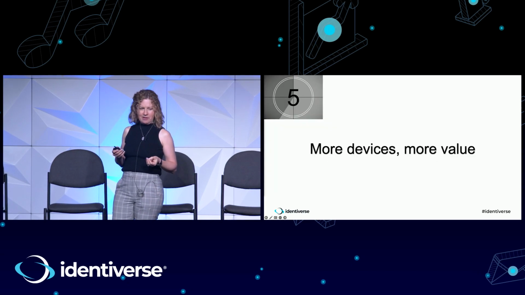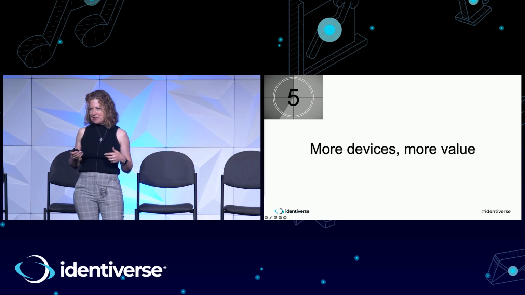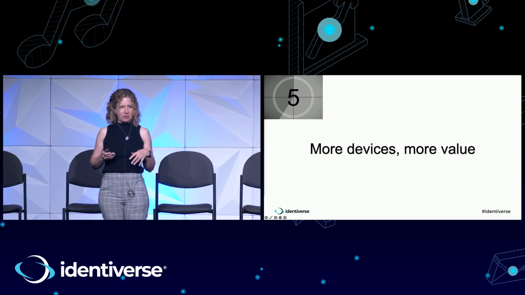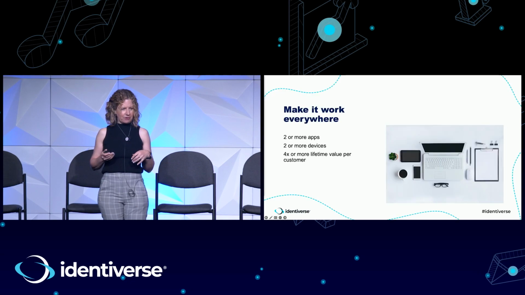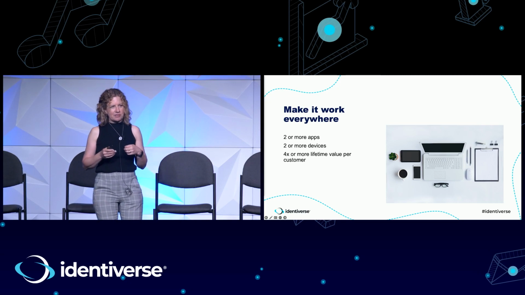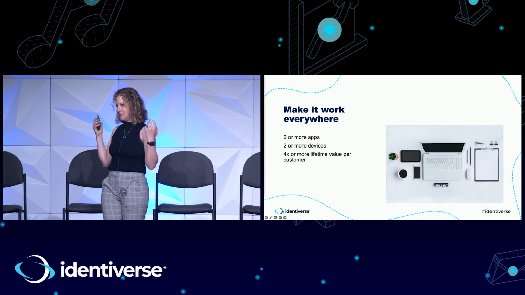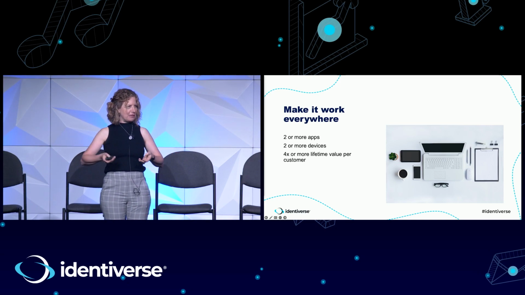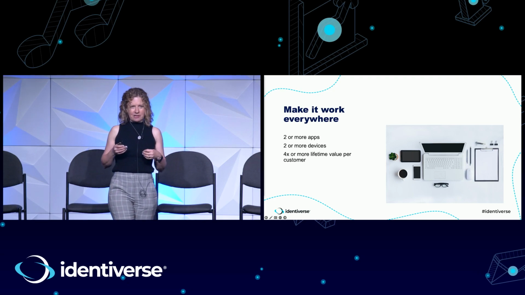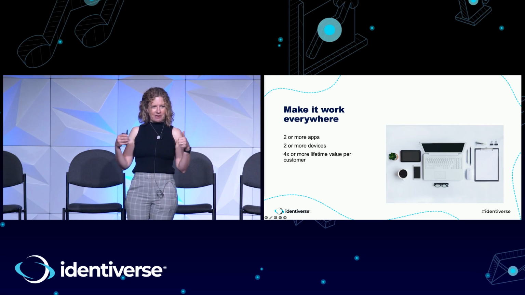So number 5 is more devices, more value. And this may seem really obvious, of all the things that are in my top 10 here, but it's something we really track. In our company, we calculate this notion of a lifetime value of a user. And you'd think, doesn't that have to do with the applications they use? Doesn't it have to do with the services they use? And do they like what they're getting? Do they like what they're paying? Is it the right price? But it turns out that if you can get them in more than one app, that will drive the lifetime value up.